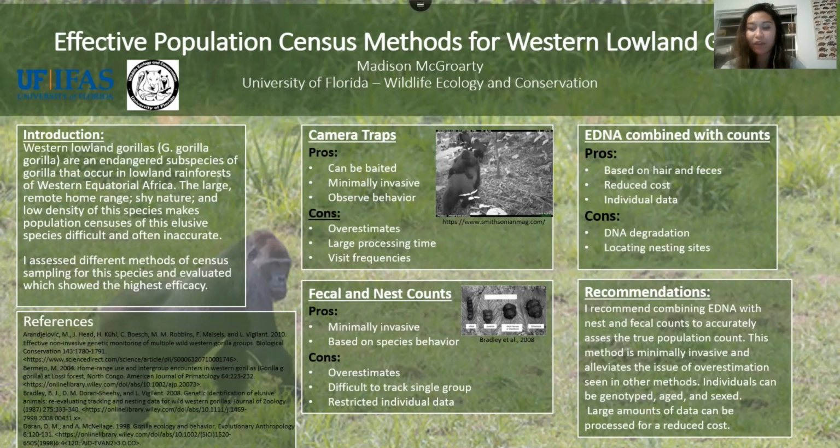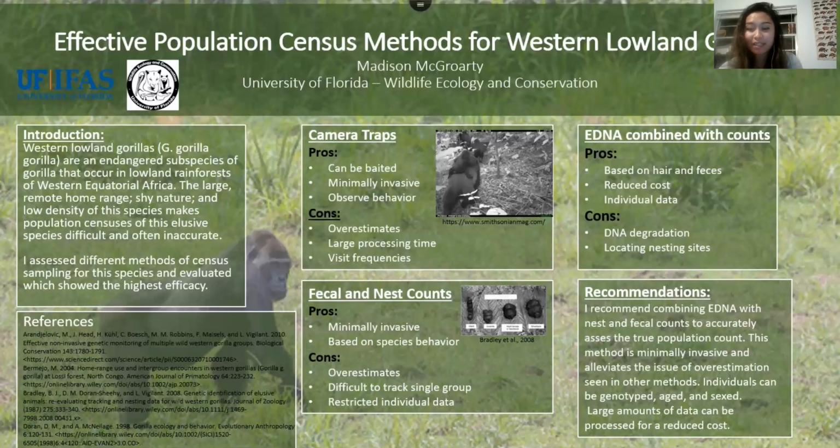The last technique I evaluated for censusing Western lowland gorillas was using environmental DNA, or eDNA, along with nest counts and fecal counts. Genetic analysis has become a booming field in quantitative ecology due to decreasing costs and increasing data loading abilities. This is another passive monitoring technique that uses DNA inherent in feces found in nesting sites to create genetic profiles on individual gorillas within a group.